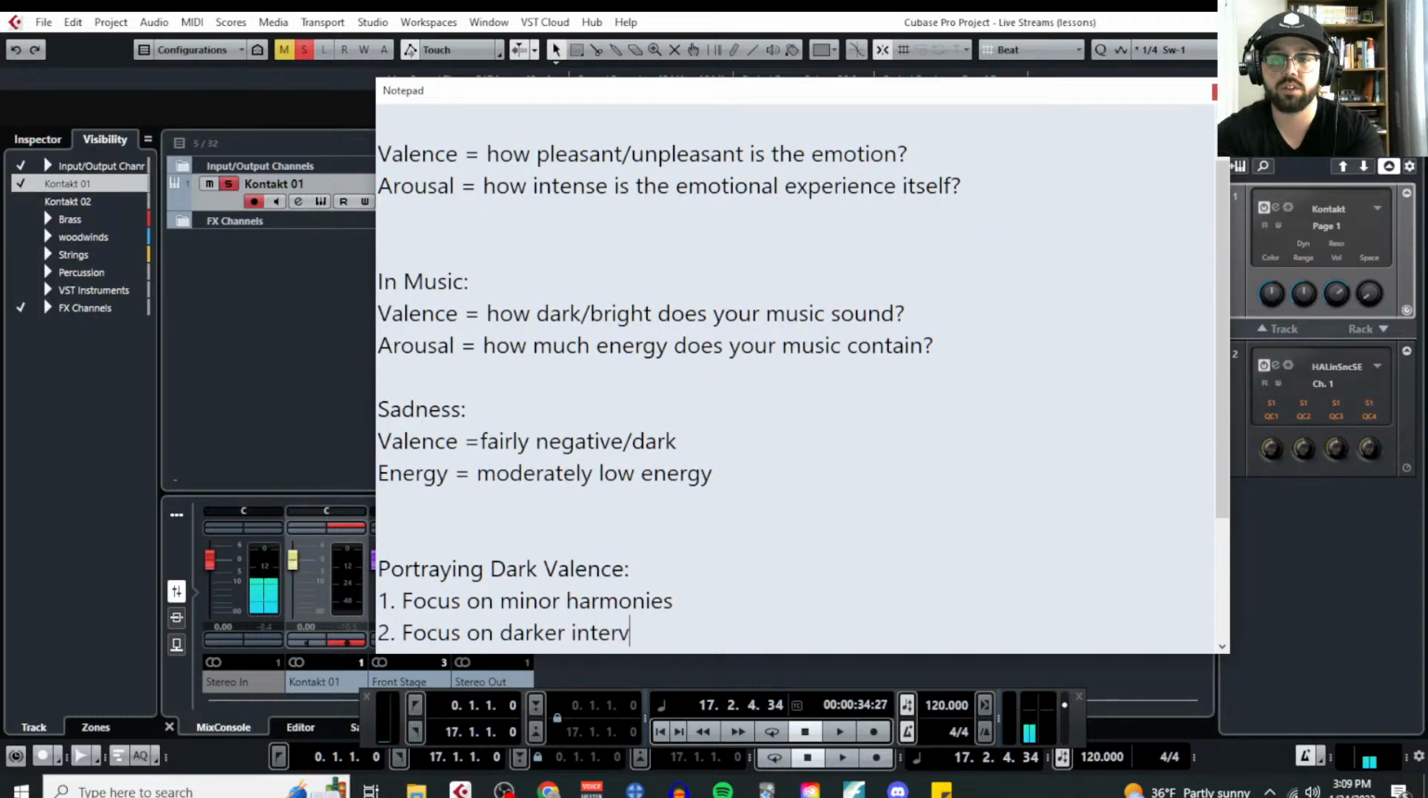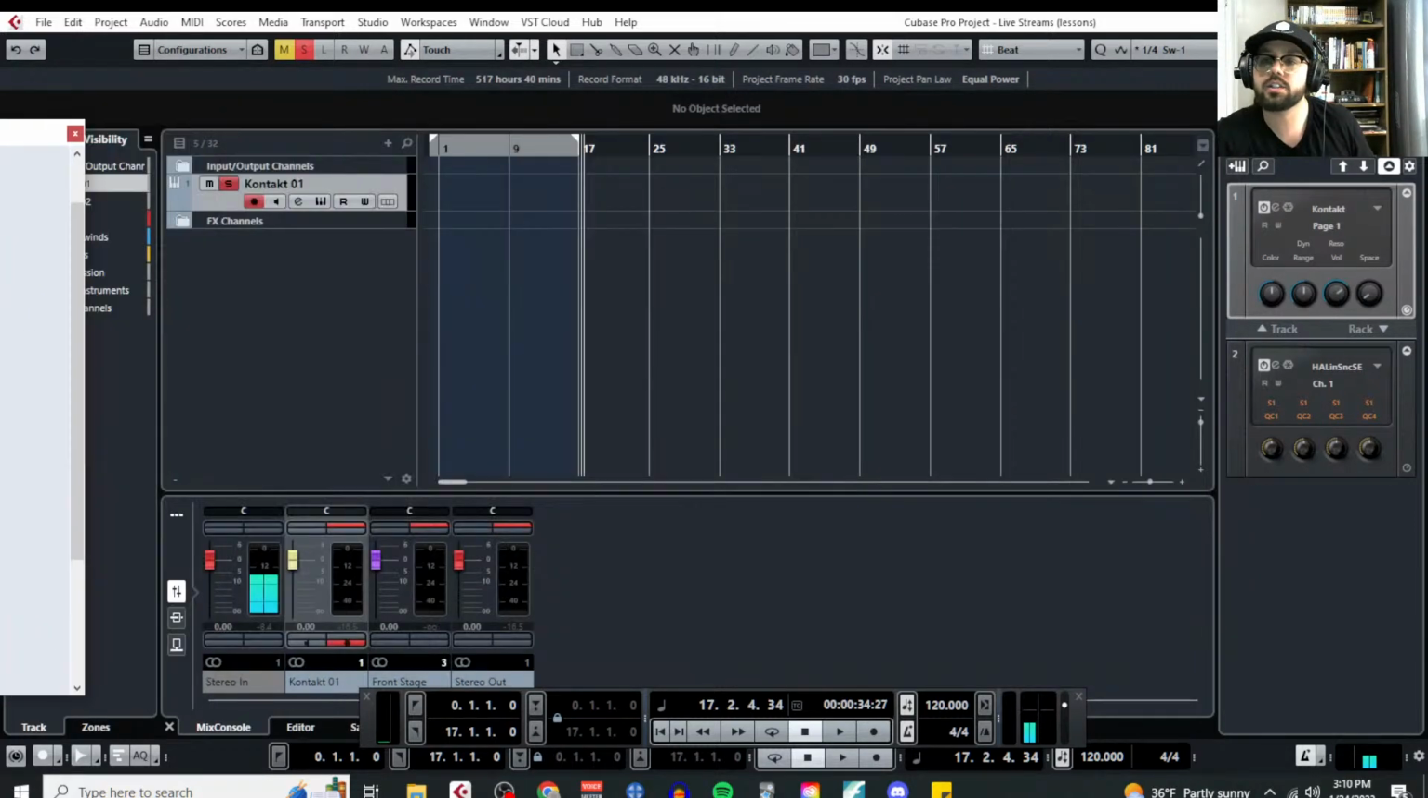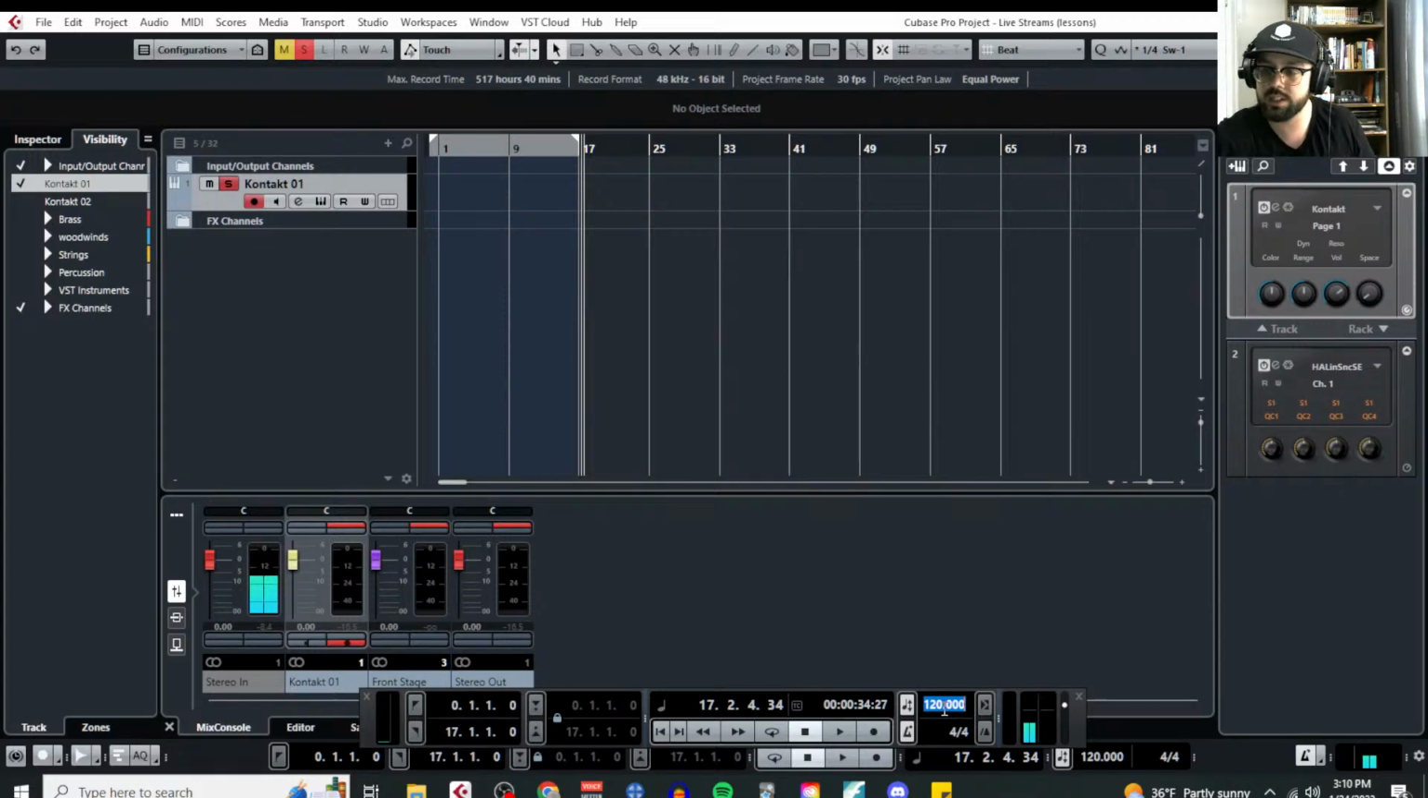On darker intervals in the melody. All right, so if we're going to work for kind of basic sadness, let's do a slower tempo. Let's say like, what? We'll say like 70. That's about right. It's a bit slower.